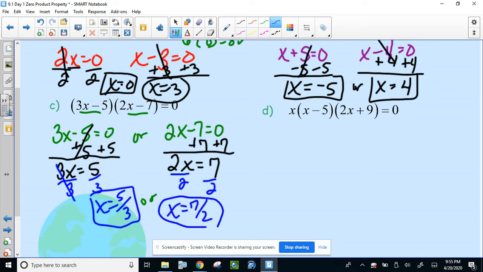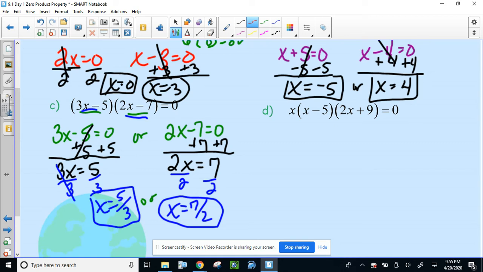And that's because if I plugged 5/3 into the first equation, or first factor, that would make that factor a 0, and therefore 0 multiplied by anything is still going to give me 0. Same thing with the second one. If I plug the second solution into the second factor, that would make that factor equal to 0, and then anything multiplied by 0 is 0.